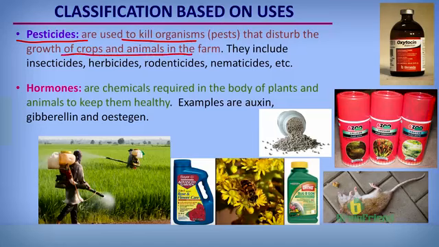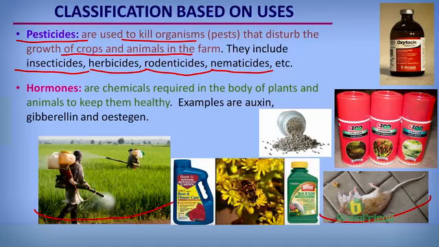So pesticides are applied in the farm to kill various types of organisms that disturb the growth of crops. Pesticides include insecticides. These are used to kill insects. Herbicides. These are used to kill herbs, that's other plants that grow in the farm. Rodenticides. These are used to kill rodents that eat up our crops. We have nematicides used to kill nematodes. Nematodes are worms that disturb the growth of our crops in the farm, and so on. These are people applying pesticides to a farm land.